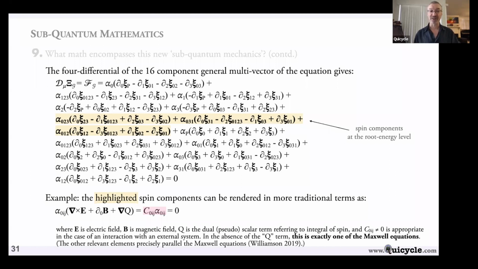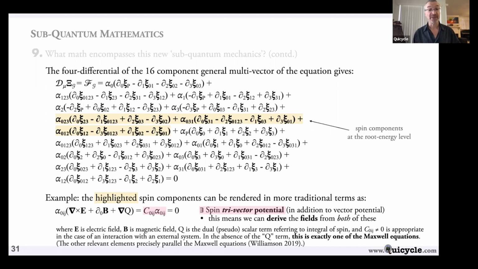What's also very interesting about this is that if you look at that expression, it's essentially a spin trivector potential. Now, there's a discussion in physics as to whether vector potential is all you need or whether fields are all you need, because you can derive the one from the other. This math seems to be implying that in addition to a vector potential, you also have a trivector potential. Now, if that's the case, it means you should be able to derive the electric and magnetic field components from not only the vector potential, but also the trivector potential, which is very interesting. And we're going to look at that in a moment.